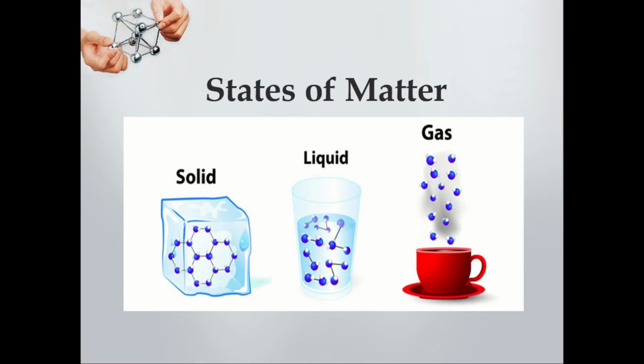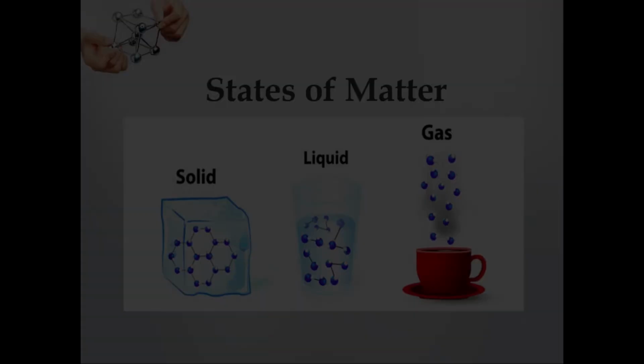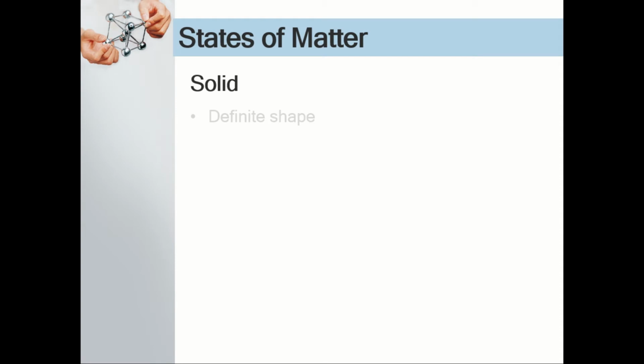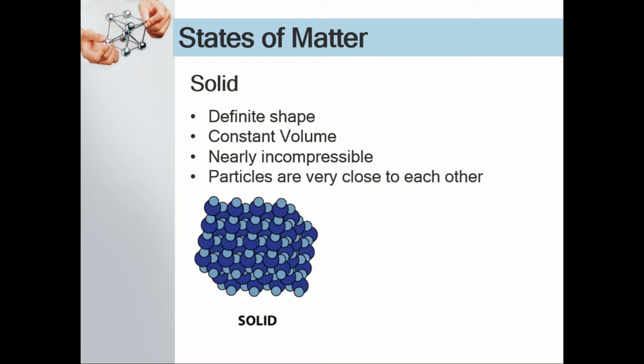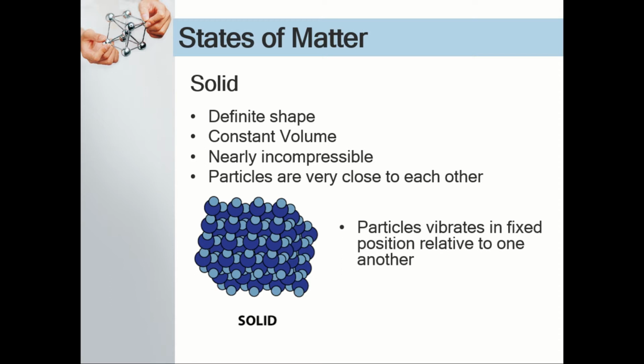Moving on to the states of matter, solid, liquid, and gas, as I have said a while ago, we're going to focus more on these three. That is why we're going to review the characteristics and the properties of our solid, liquid, and gases. First, we have solid. Solid has definite shape. It has constant volume. It's nearly incompressible. The particles are very close to each other, just like in this illustration, and the particles vibrate in fixed position relative to one another.